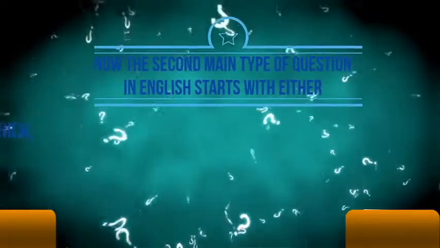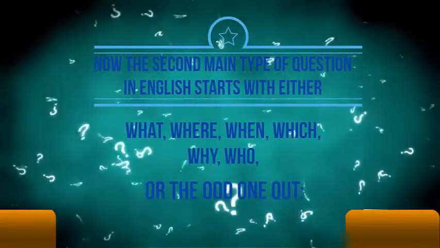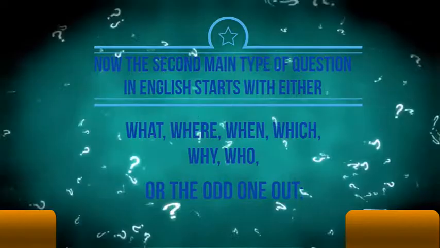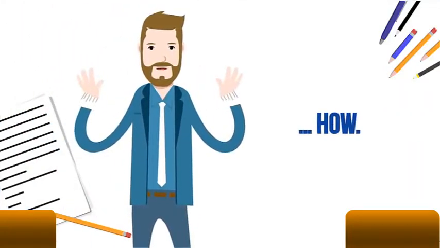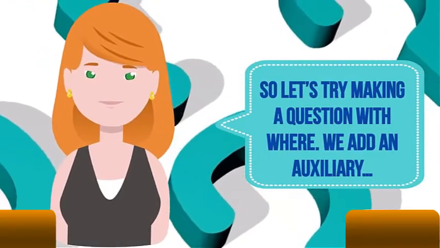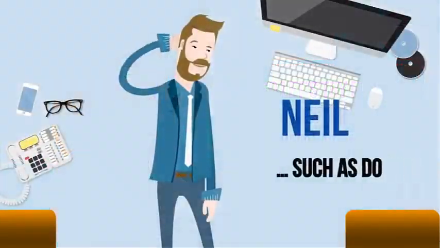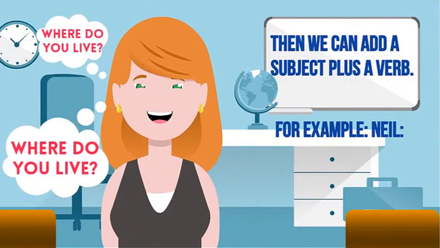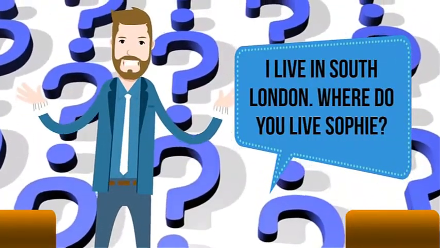Now, the second main type of question in English starts with either what, where, when, which, why, who, or the odd one out, how. So, let's try making a question with where. We add an auxiliary, such as do. Then we can add a subject plus a verb. For example, Neil, where do you live? Where do you live? I live in South London.